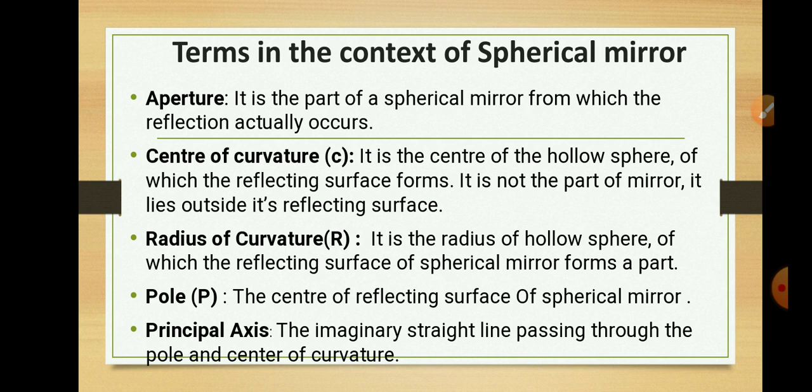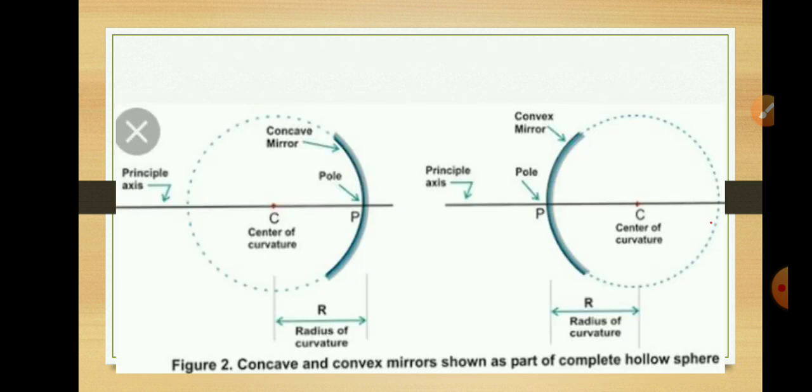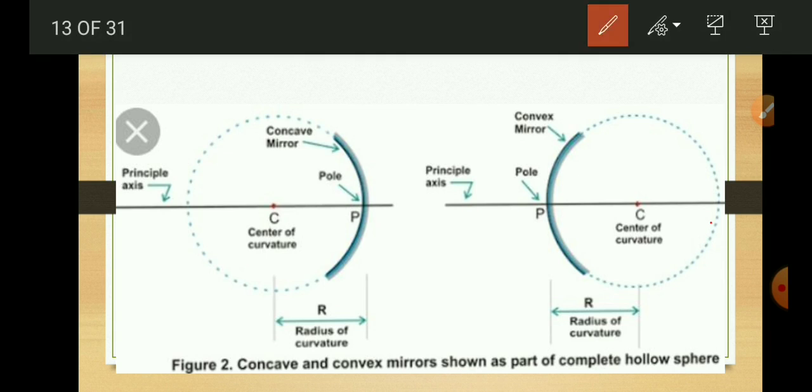aperture. It is the part of the spherical mirror from which the reflection actually occurs. So, the part of the spherical mirror from which the reflection of light takes place is called the aperture. So, this is the aperture of the mirror from which the reflection of light actually takes place.